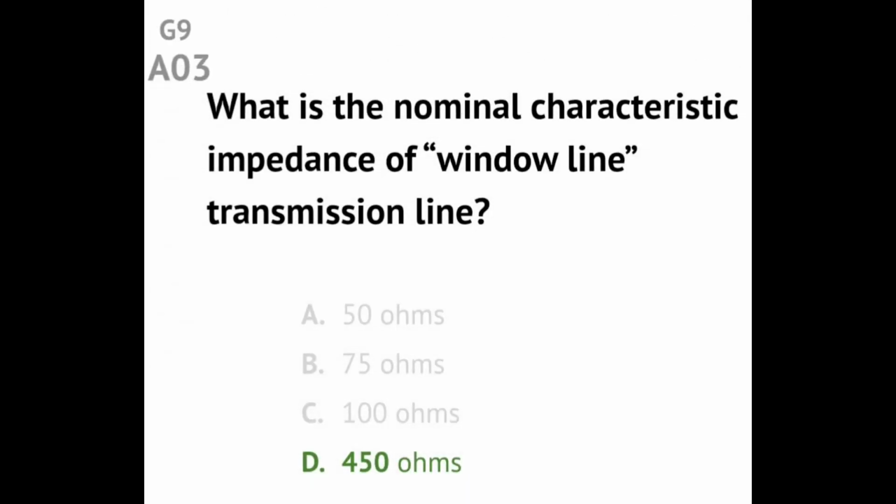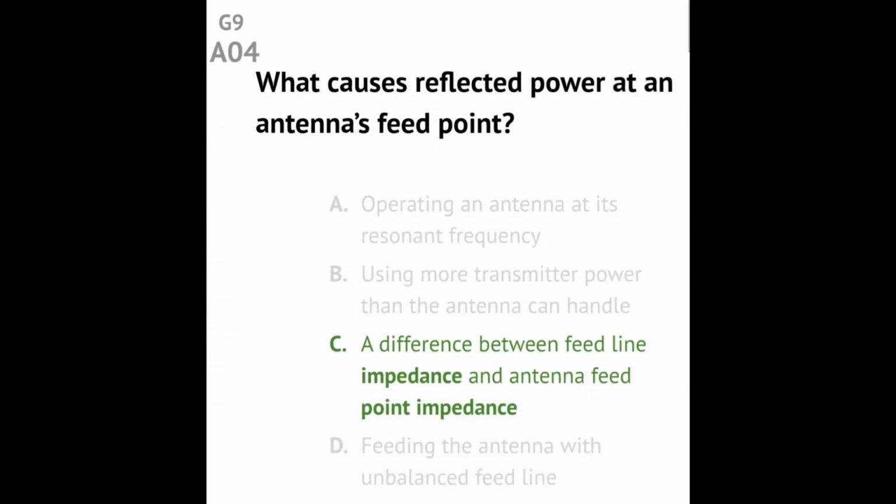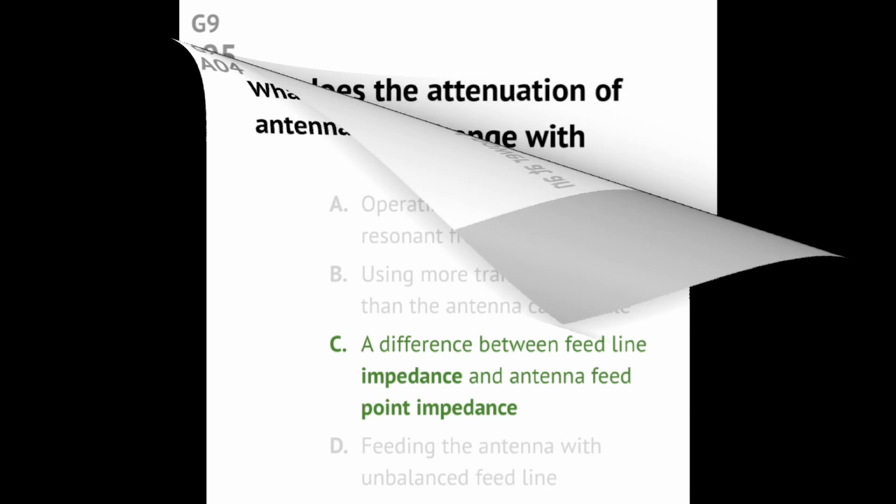Answer: high SWR increases loss in a lossy transmission line. Question G9A03. What is the nominal characteristic impedance of window line transmission line? Answer: 450 ohms. Question G9A04. What causes reflected power at an antenna feed point? Answer: a difference between feed line impedance and antenna feed point impedance.